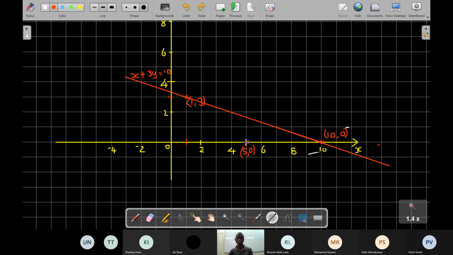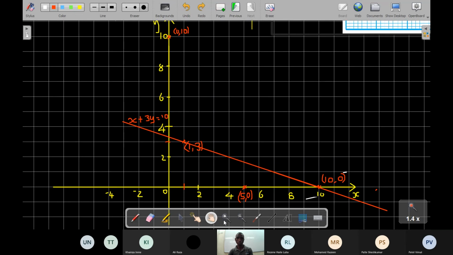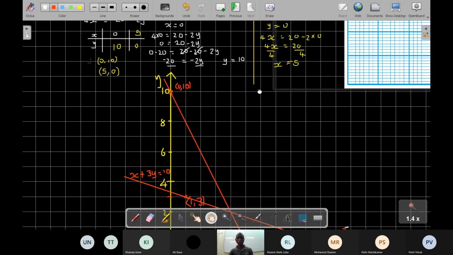Drawing a line through these points, let me scroll up here so that I can see that point. So I draw a line through this point and that one there. So this line will be like that. I'm trying to make it longer so you can see the two lines when I draw them.